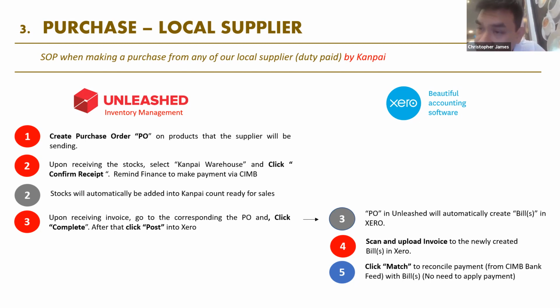Okay, and then once she makes the payment, she goes into the reconcile. She just matches this payment to this PO. Automatically, double entry is done at Xero. No need to do anything else.